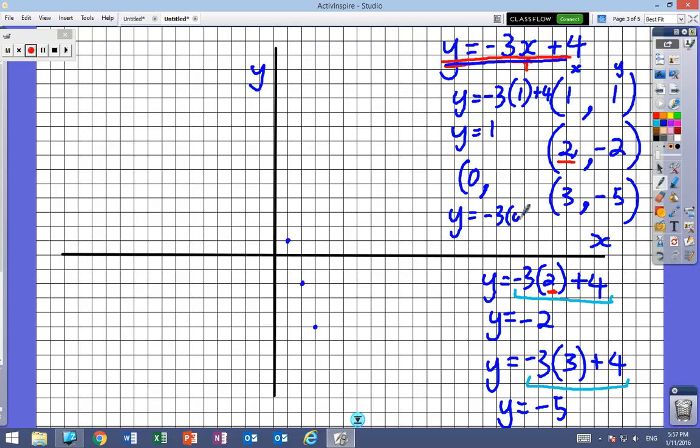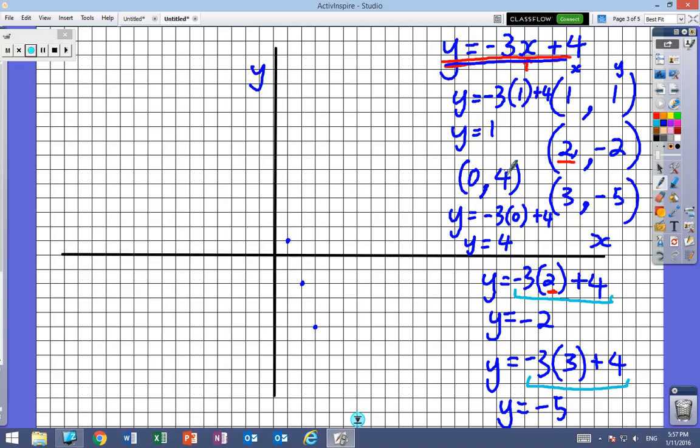Minus 3 lots of 0 plus 4. Well, 3 anything times 0 is 0. I just get that number on the end. When you put 0 in, you don't really have to calculate. When it's in this form here, when you put 0 in, you just get that number on the end.